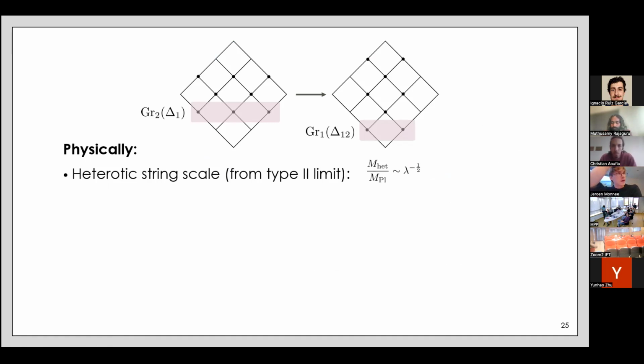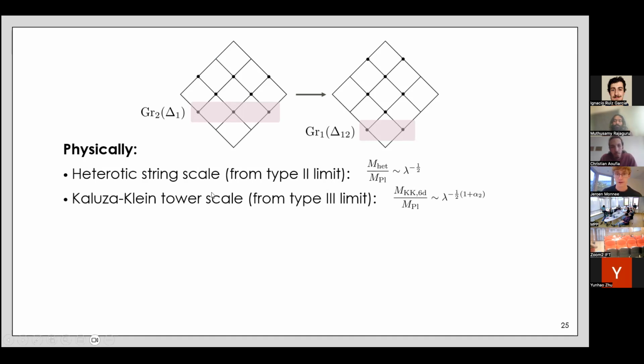Now, what happens physically? To understand this, it's important to note that there are now two relevant scales in the game. So first, there is the heterotic string scale associated to the emergent heterotic string you get in the pure type 2 limit. I didn't tell you much about this today, but this is what we argued in the first paper. And you can compute that the heterotic string scale grows like lambda to the -1/2 in Planck units. Now, beyond that, there is now the Kaluza-Klein tower scale, which I argued for in this talk, which is associated to states in this GR2 that enhance to the space GR1 when we go to the type 3 limit.